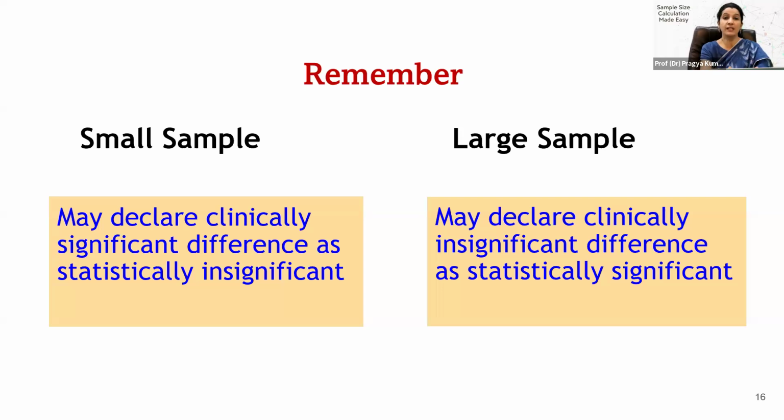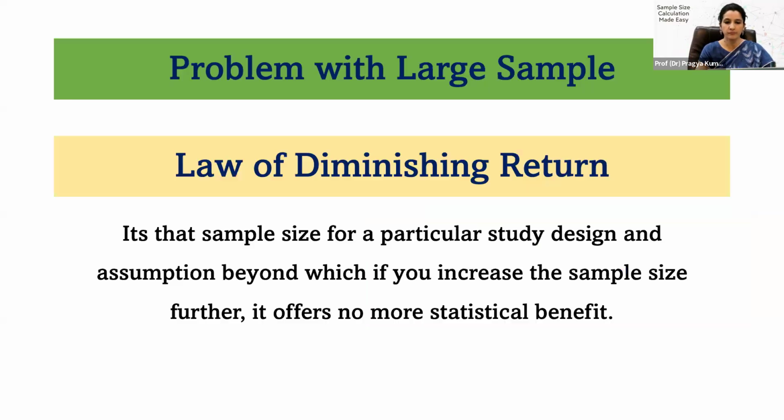So that's the issue. That's why we need a balanced sample size, what we call an adequate sample size. It should not be very small in number, and it should not be too large also. And there is one more problem with a large sample size, which we call the law of diminishing return. If you think that by increasing your sample size you will gain more, there comes a point where even if you increase your sample, you are not getting even the statistical benefit. After some time, there is a plateau in the p-value. The statistical significance doesn't increase that much, which is known as the law of diminishing return. And that's why you should have an adequate sample size, not too small or too large.